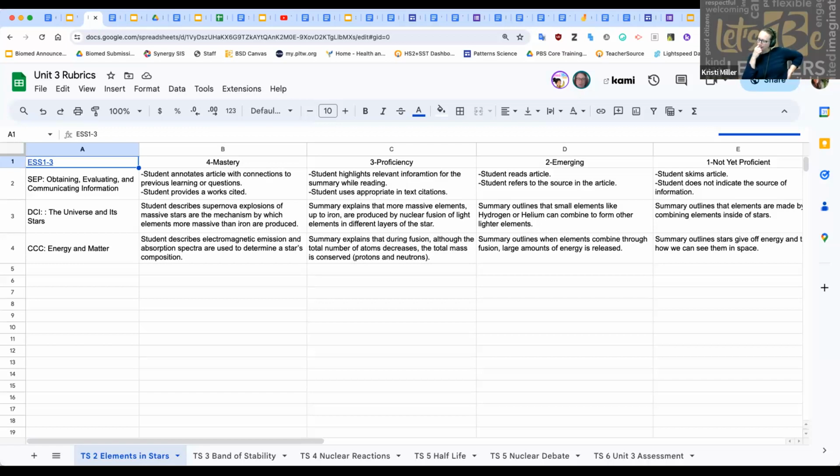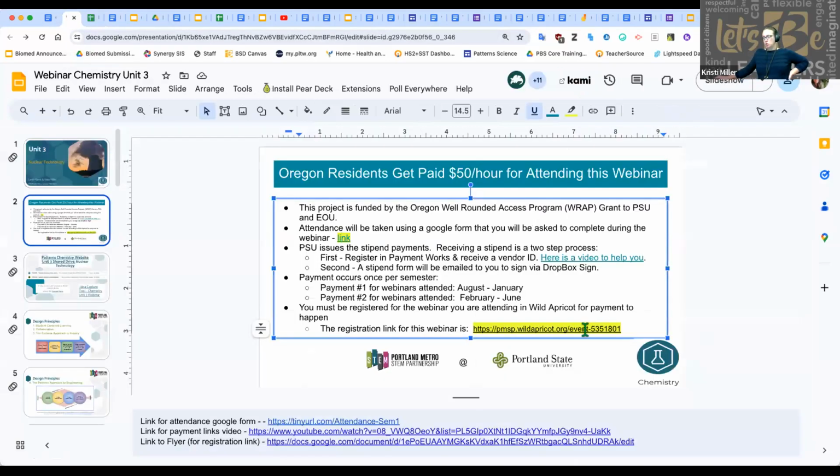We will get those. There's a question about registering through Wild Apricot, but you still do need to fill out the Google form for attendance. Yes. Sometimes people register but then aren't able to come, so the Google form logs that you were here and filled it out, and you should get paid for that. So please do fill out the Google form just to make sure.